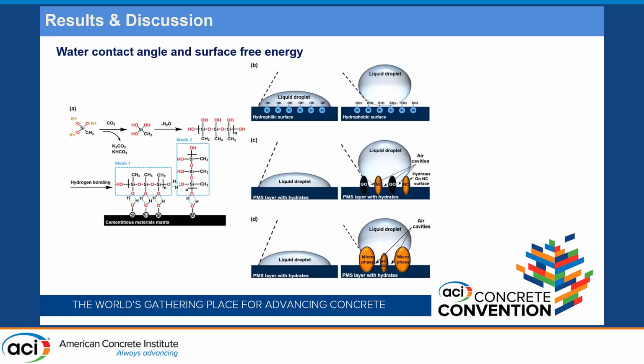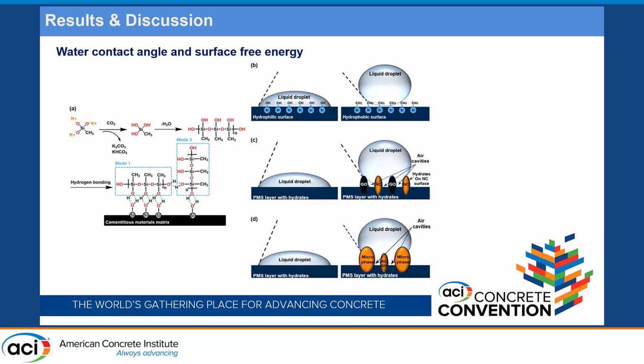And here we summarize some of our assumptions about the mechanism of this increased water contact angle. Figures A and B demonstrate the original mechanism of the PMS sealer. It reacts with the airborne carbon dioxide and then dehydrates and generates this compound. This compound connects with the concrete matrix in two modes, and it changes the functional groups on the surface, and then makes it hydrophobic. This is the original mechanism.